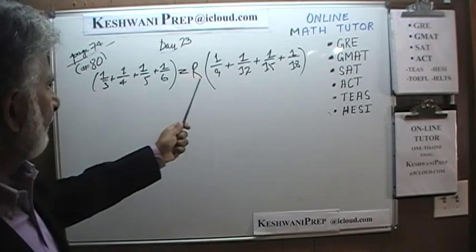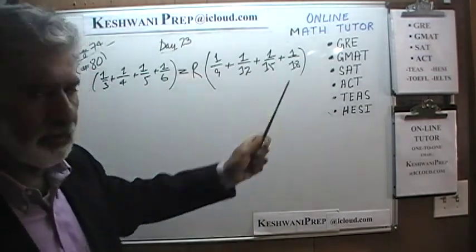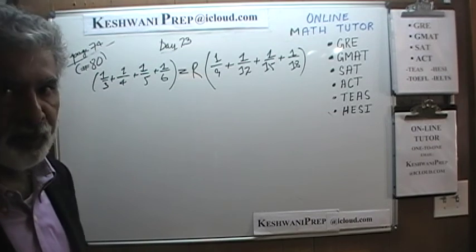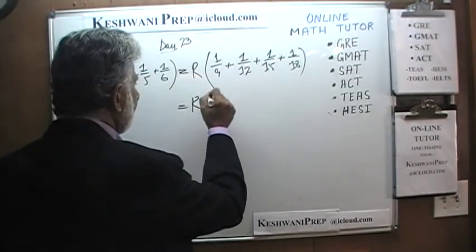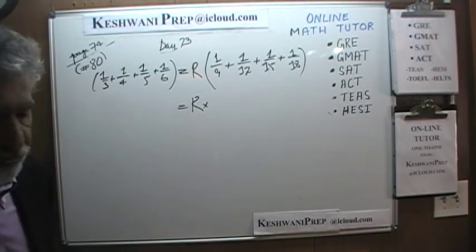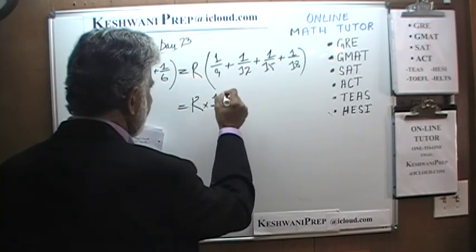You simply have to recognize that we have a 9, 12, 15, and 18 for a reason. They are all multiples of 3. Can you see that? They have a common factor of 3. So let's take out the 3 common. So R is, if we take out the common factor that we have, which is 3, which is 1/3 here.